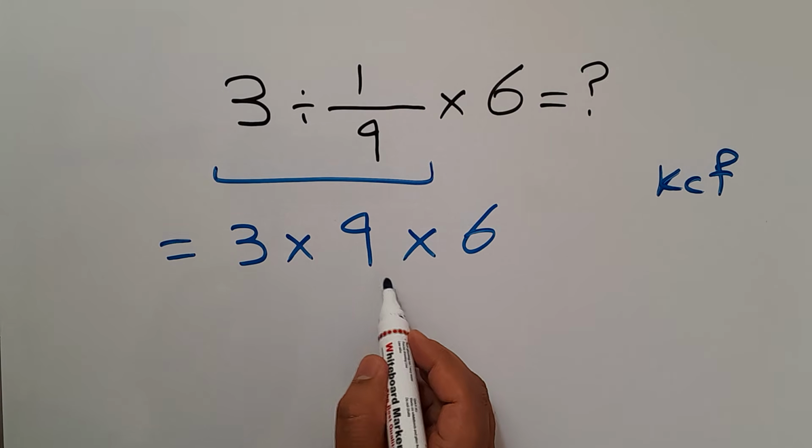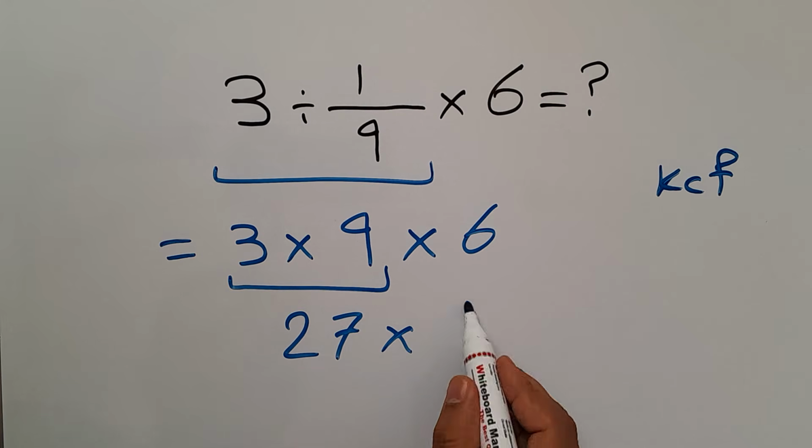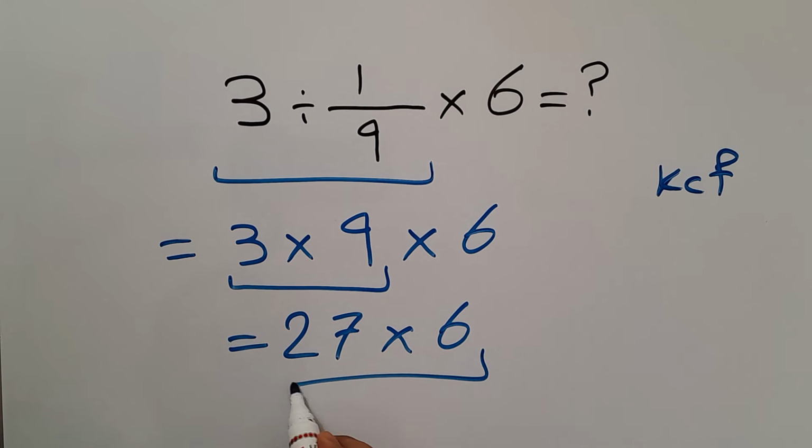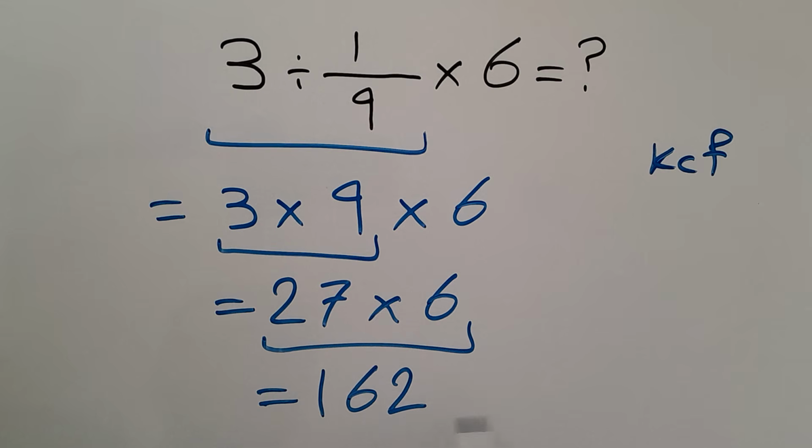Now, 3 times 9 gives us 27, and 27 times 6 equals 162. So our final answer to this problem is just 162.